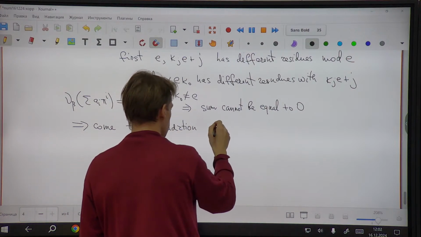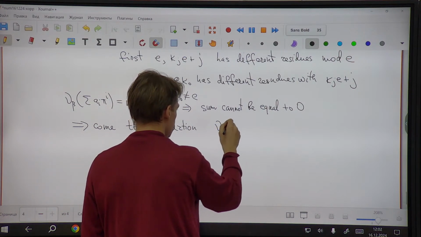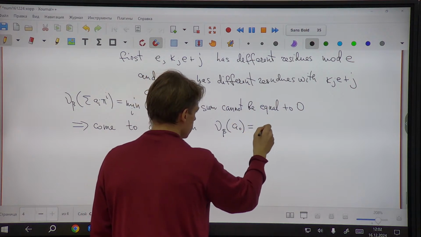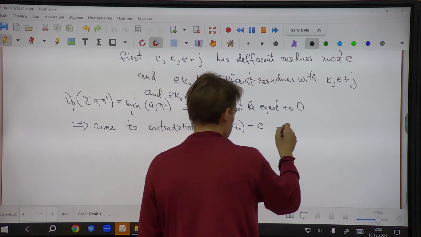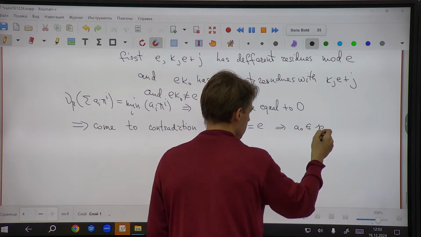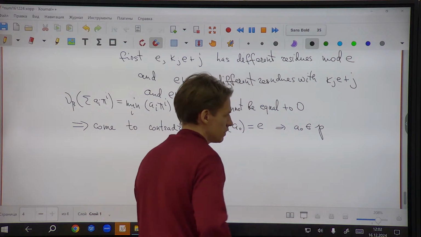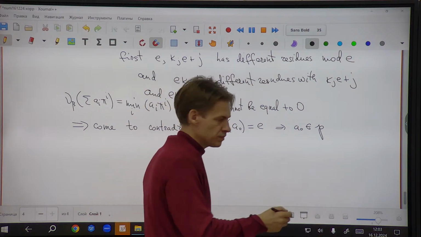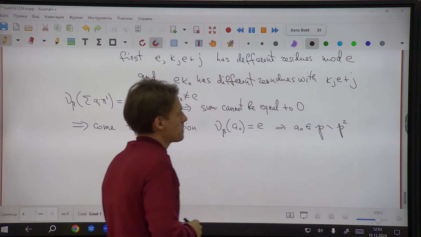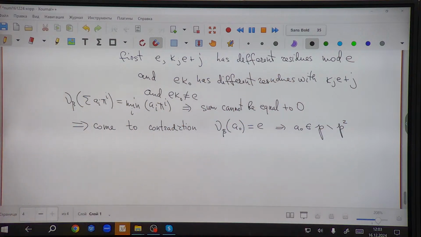And so this means that the valuation of A0 is precisely E. So this means that A0 belongs to P and not to P squared. Yeah? So this is an Eisenstein polynomial.